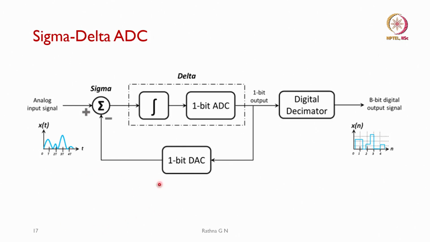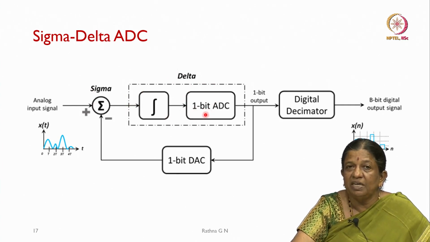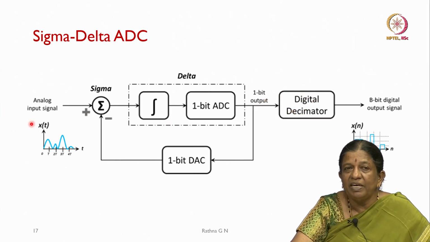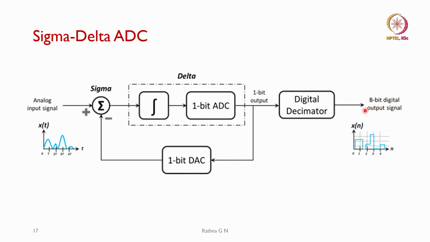The other advantage is in using the sigma delta, which we will be looking at in a while. We have the analog input signal, and we feed it to the sigma delta. First we have the sigma, and then the delta part, which is a 1 bit ADC, and then I get a 1 bit output, which goes to what we call the digital decimator. We need the digital decimator because we sample the input signal at a very high frequency, and the output has to be brought down to whatever the board is going to support. So, it converts it into an 8 bit digital output signal in this case.